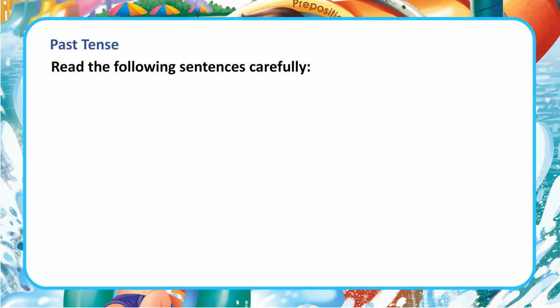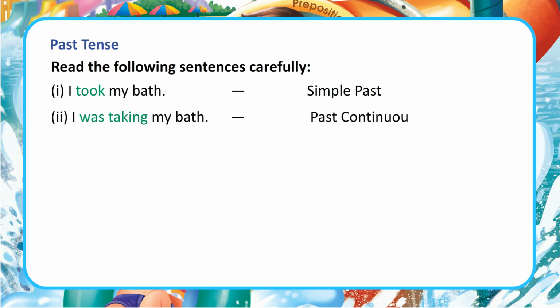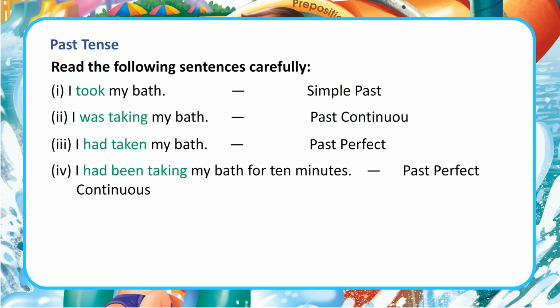Past tense. Read the following sentences carefully. 1. I took my bath, simple past. 2. I was taking my bath, past continuous. 3. I had taken my bath, past perfect.